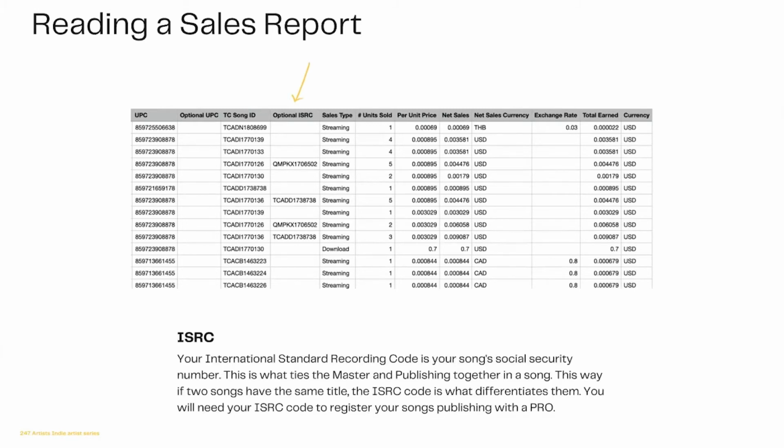Okay. Your ISRC code, your International Standard Recording Code, I believe is what it is. This is optional. It's a code that is tied to your song. It's also the code that you need when you're registering your song with your publishing company. So it's almost like your social security number for your song. It's the number that ties the master and the publishing for the song together.